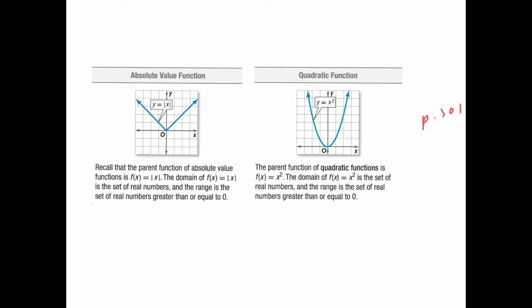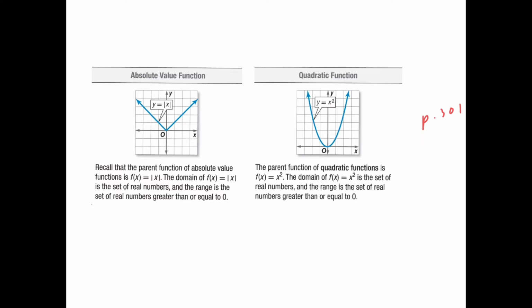Okay, question? So what we're going to be doing in 2.7 is we're going to figure out what happens to the parent function when we add to it, subtract from it, multiply by it. Okay, change the sign. Because the numbers in the equation will give us insight into what the graph will look like.